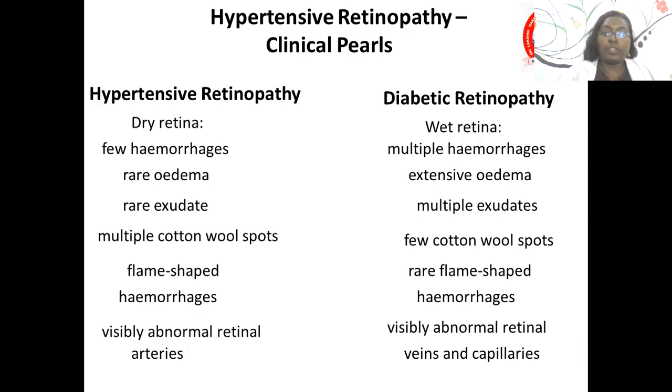In hypertensive retinopathy, hemorrhages are few. Exudates can be there, and there are multiple cotton wool spots. In diabetic retinopathy, few cotton wool spots are there, and few flame-shaped hemorrhages. In hypertensive retinopathy, flame-shaped hemorrhages are present, and you can see abnormal retinal arteries. Arteries are involved. In diabetes, the veins and capillaries are involved.